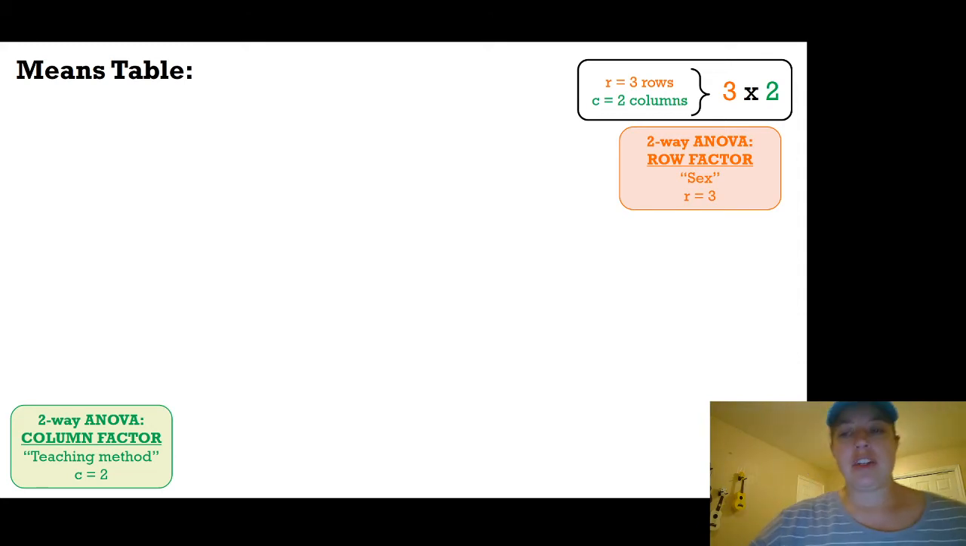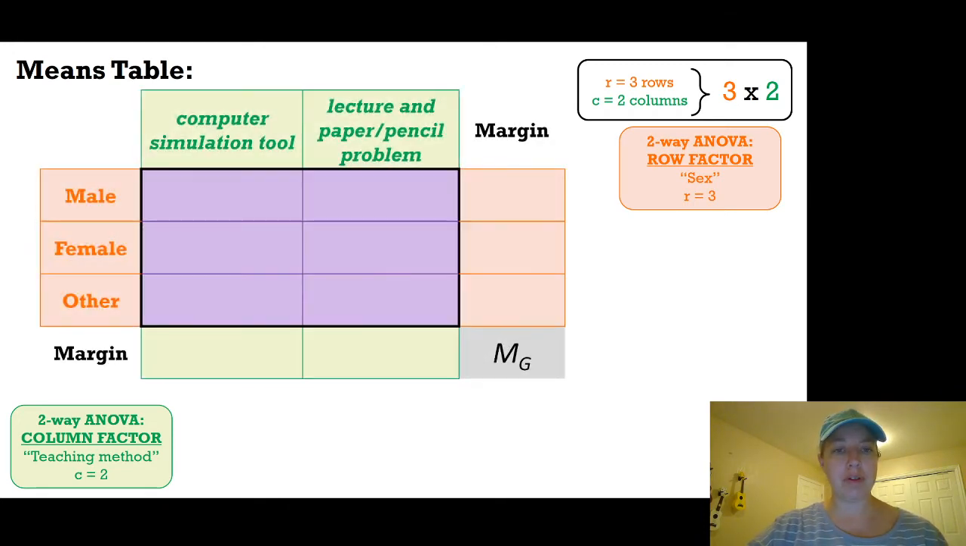We're going to go with a scenario. Say we have 3 sexes and 2 teaching methods, and I've decided that sex is going to be my row variable and teaching method is going to be my column variable. 3 by 2. This is what my arrangement for my means table would look like. Again, my color scheme. Sex, I'm going to specify a male, female, and other.